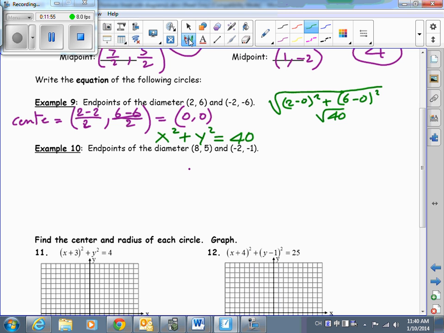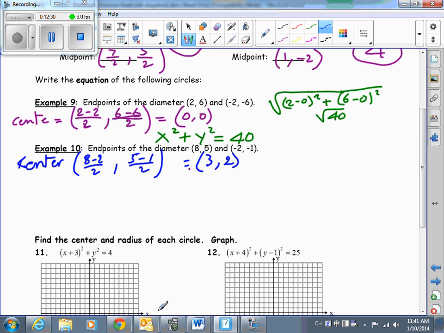Let's try example 10. I will start by finding the midpoint again because that's the center. For the center, I will have 8 minus 2 over 2, and I will also have 5 minus 1 over 2. That will be 8 minus 2 is 6, over 2 is 3, and this one will be 2. So it's centered at 3, 2. Are we clear with that so far?